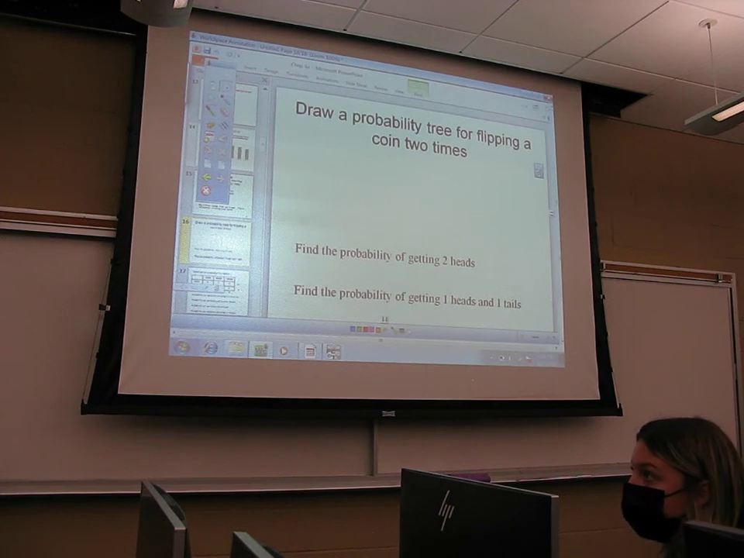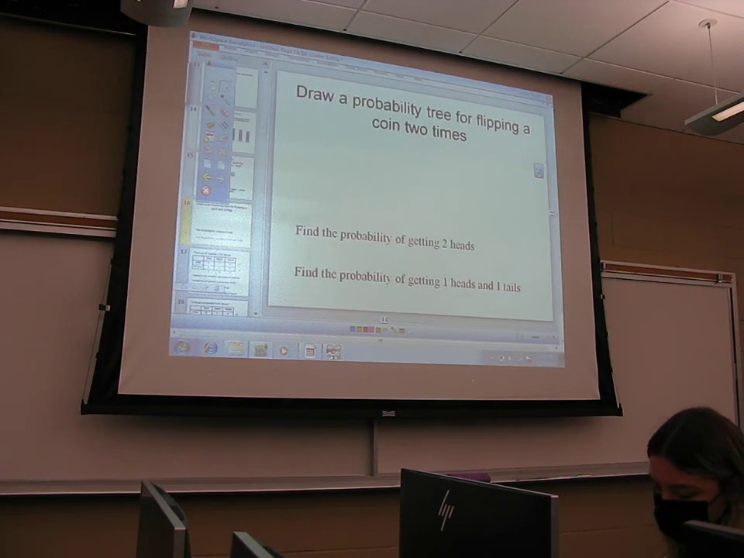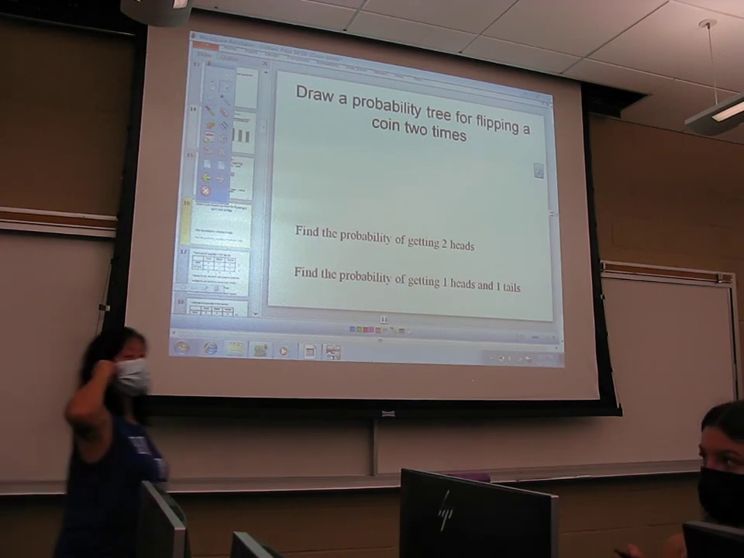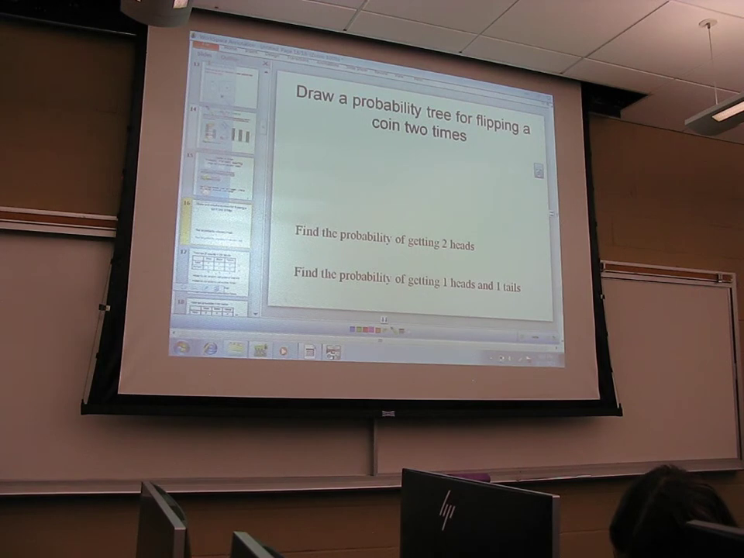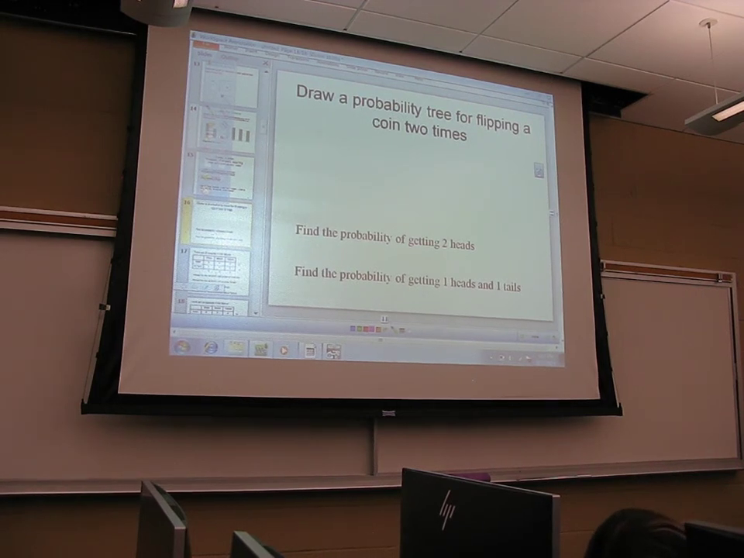You need to do the following. Draw a probability tree for flipping a coin 2 times. You're going to make 2 choices. What's my first choice? Heads or tails? Good. Then answer the 2 questions below that.